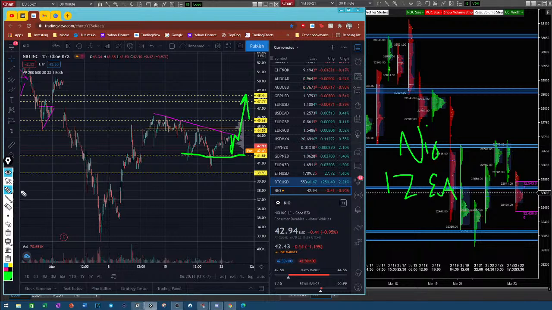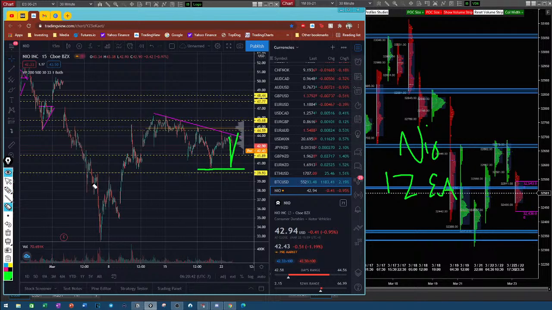So I don't think it's a good long entry yet, but potentially if we get the bounce down here around 42 bucks. So that's really the level to watch. And you want to see a higher low here. I wouldn't want to see this come down and trade all the way to that pivot low. Definitely not, because that would spell bearish to me for sure.